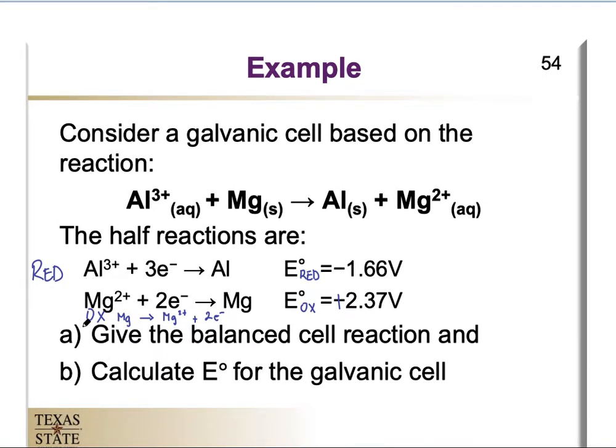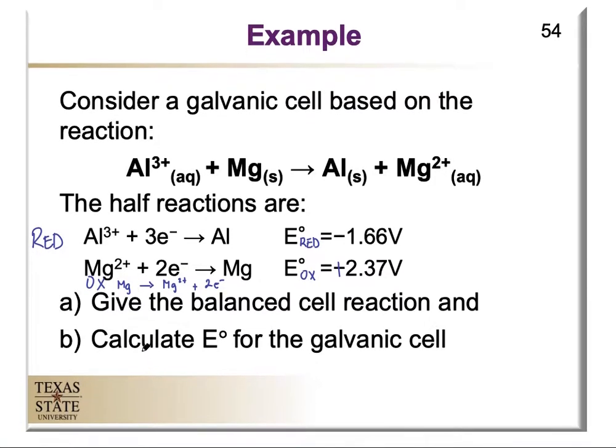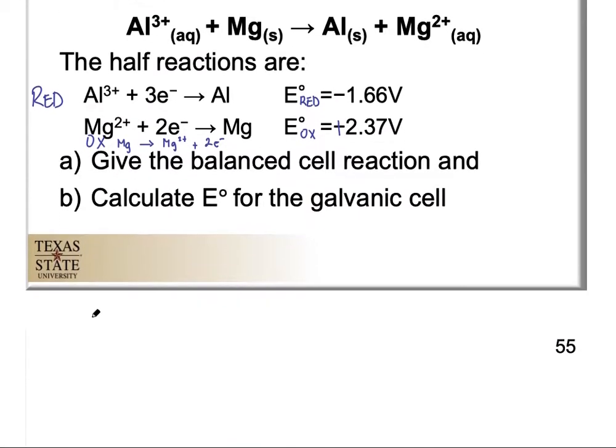So for A, what we're going to do is take our reduction equation and our oxidation equation, as I have written it down here, and we're going to add them together. So to add them together, I need to have the same number of electrons in both. So I'm going to just go ahead and write those two equations down here independently. My reduction was the following. Aluminum 3 plus 3 electrons goes to aluminum. And my oxidation is that I have magnesium going into magnesium 2 plus 2 electrons.